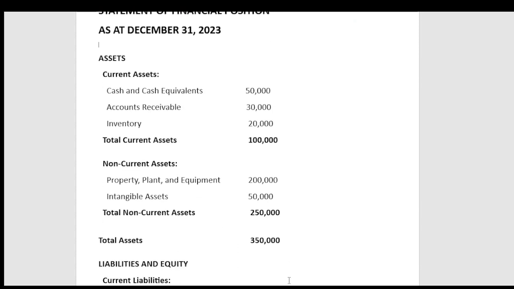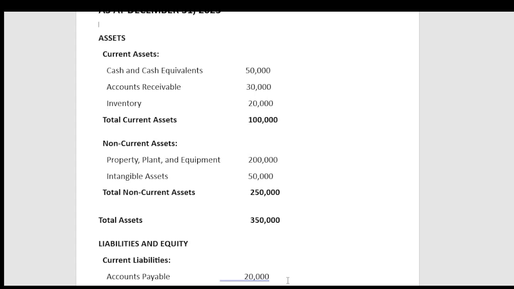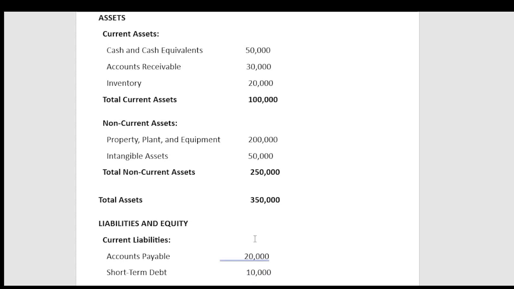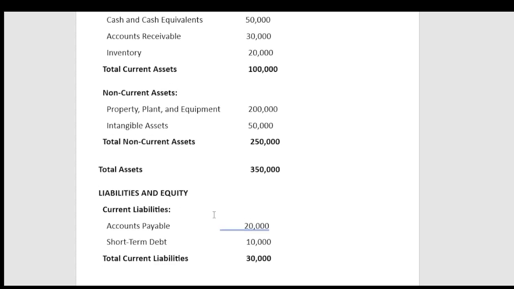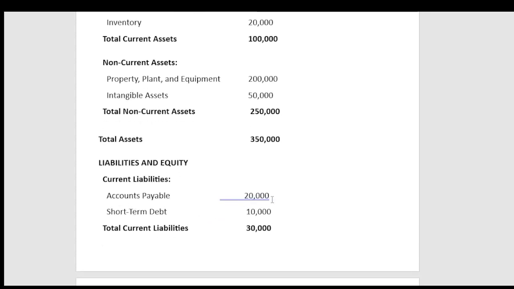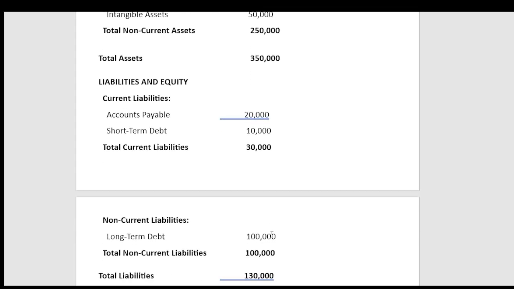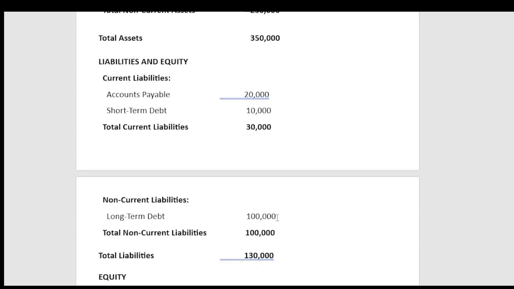Okay. Now, the person will say, let me check out their liability. Who and who are they owing? What is the weight of their liability? Remember, IAS 1 said we should separate all this. That is what is happening here. Liability and equity. He will come here and say, accounts payable, short term, total current liability, 30,000. Let me see their non-current liability, long term, 100,000. Total liability is 130. Okay.